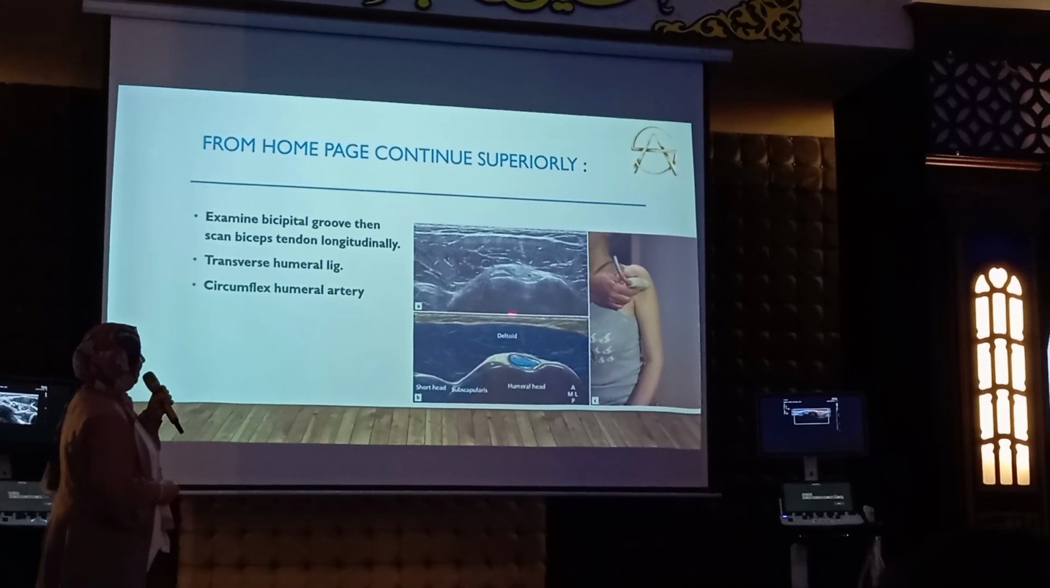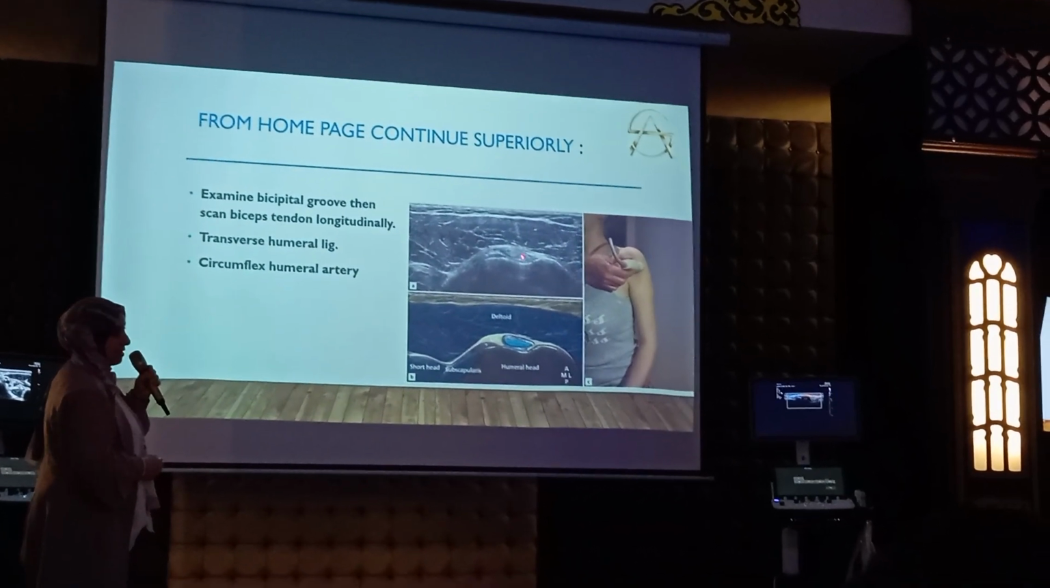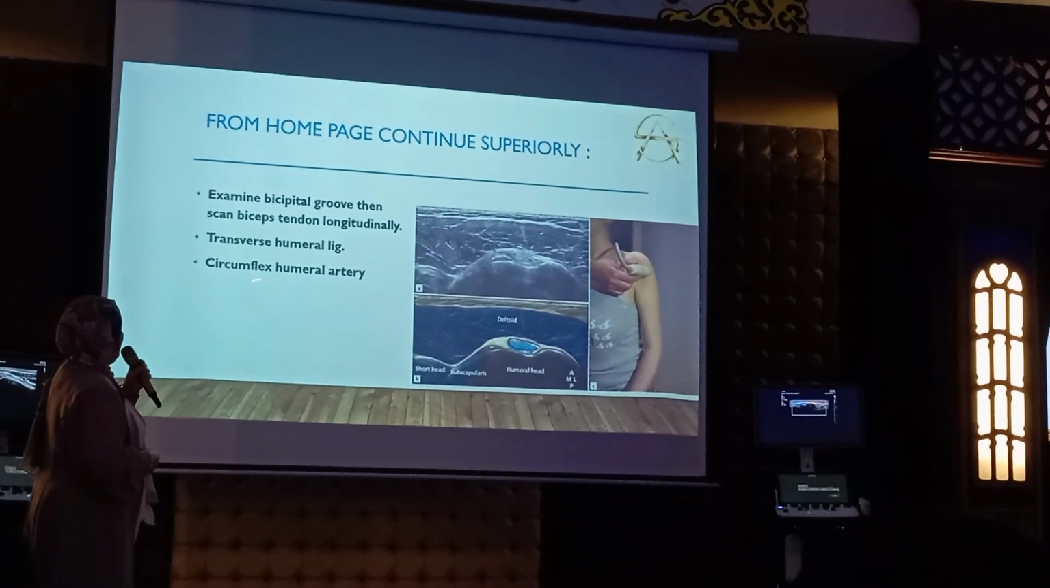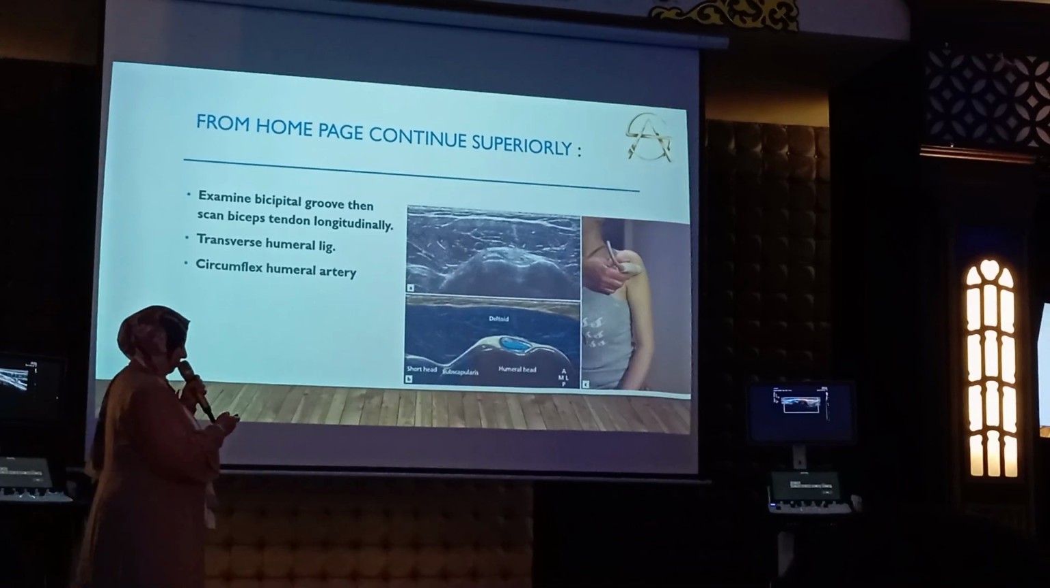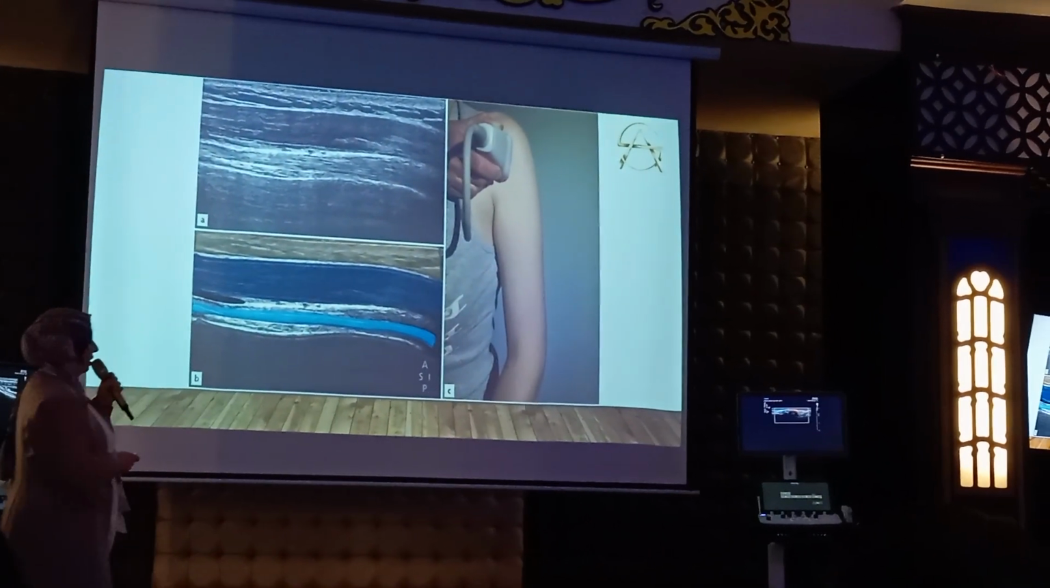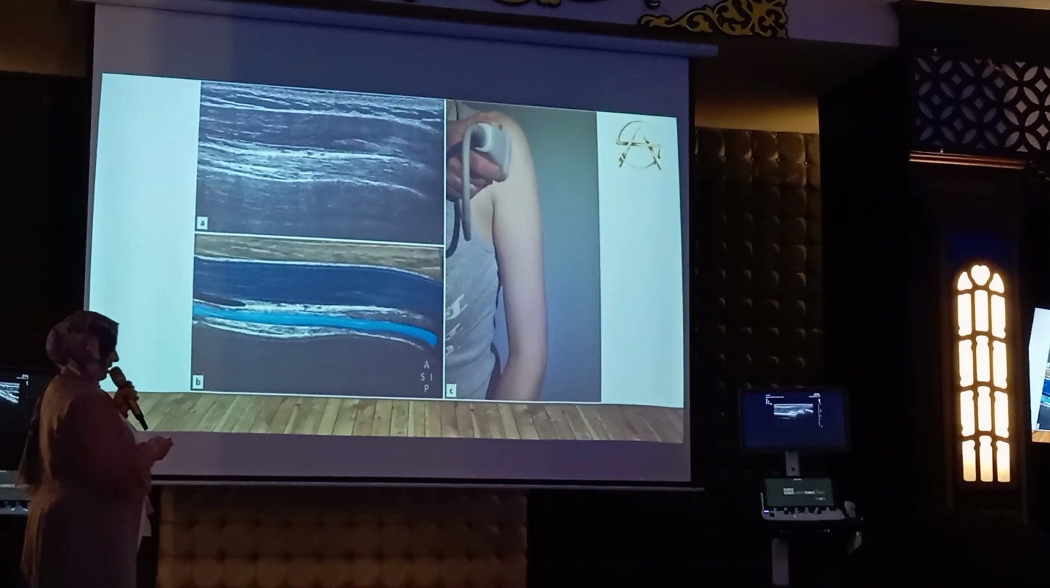If you open color Doppler here, you can see a small bubble pulsating. This is the humeral circumflex artery. This is how to examine the long head of biceps by longitudinal scan.